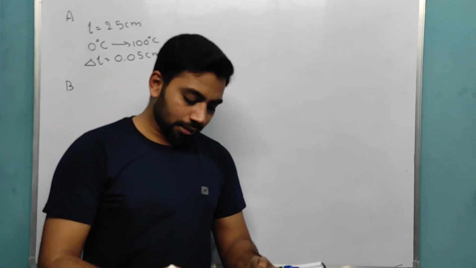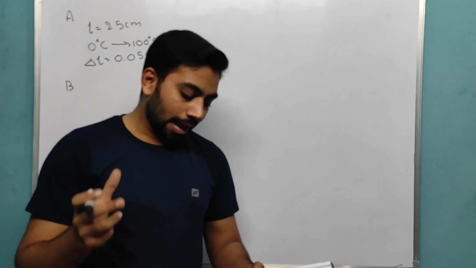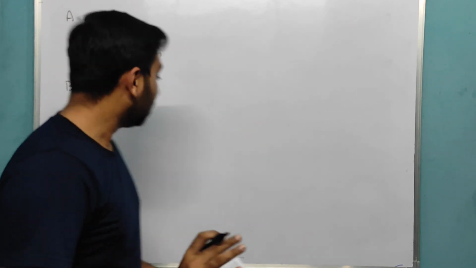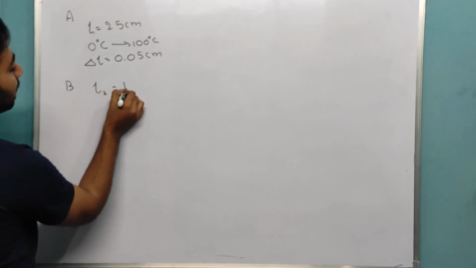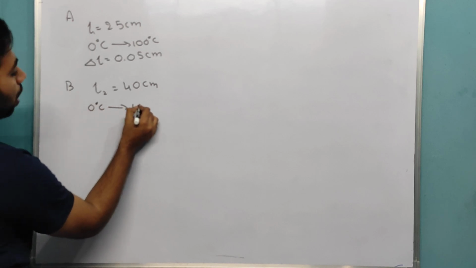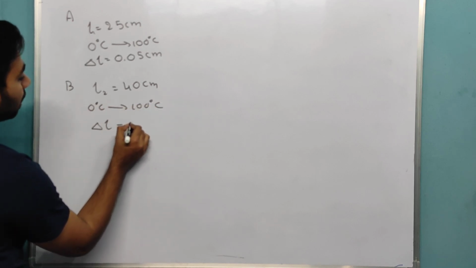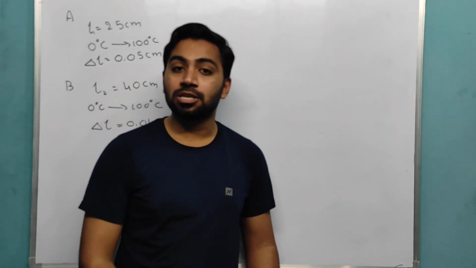See, metal B: there is another rod of metal B whose length is 40 centimeter. It expands by 0.04 centimeter at the same temperature. There is one more length, let's say L1, L2, taken as 40 centimeter. When they raise the temperature from 0 degrees Celsius to 100 degrees Celsius, they saw that there is a change here of 0.04 centimeter.